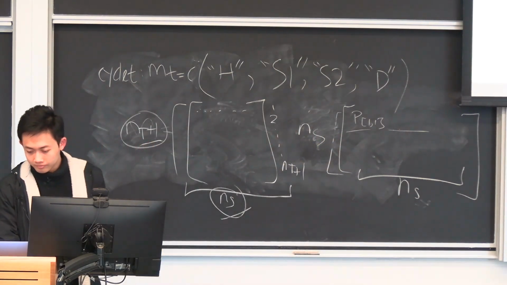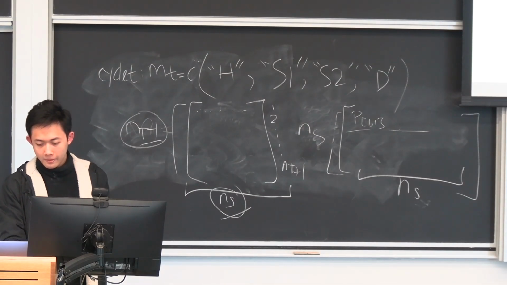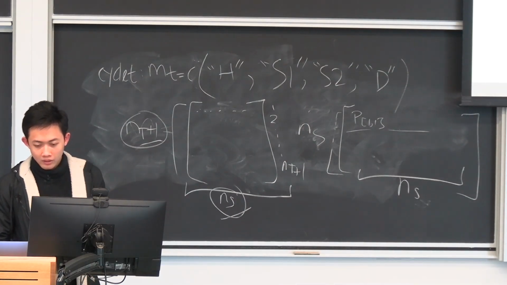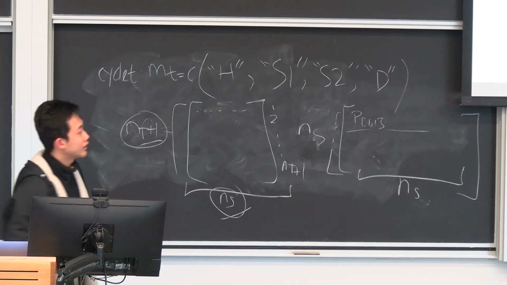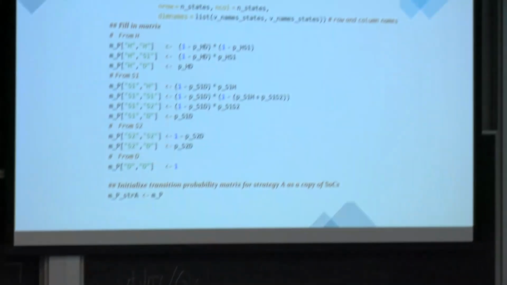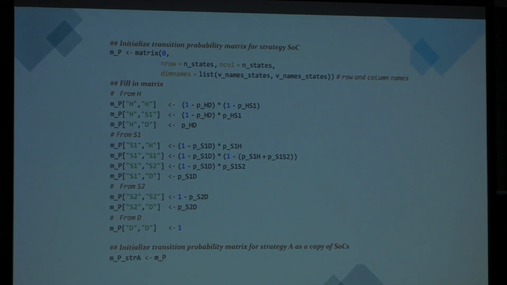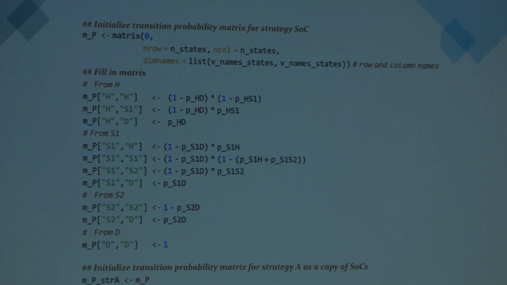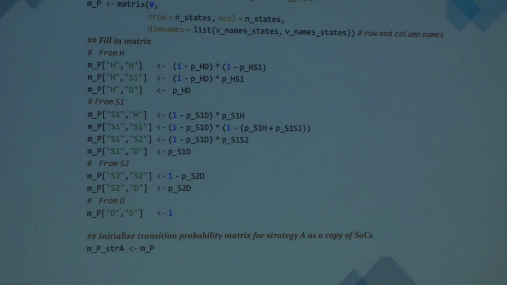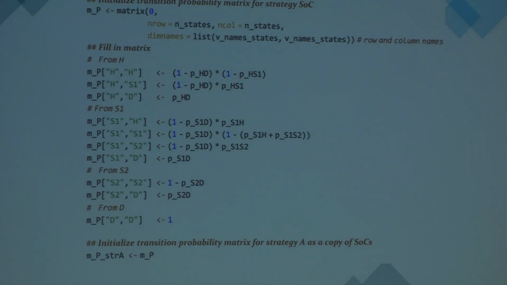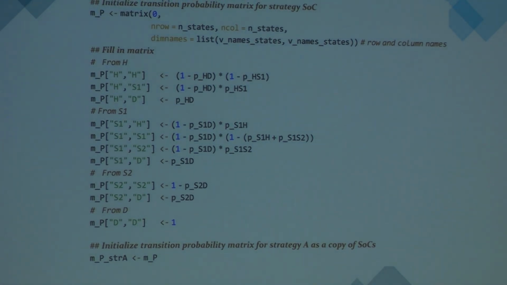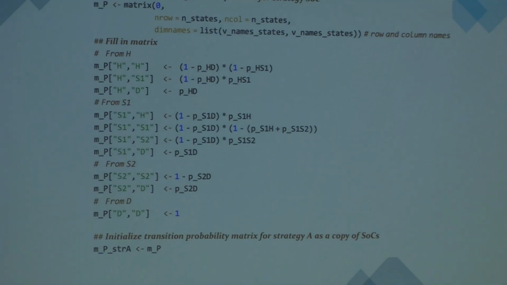And we also initialize the transition probability matrix, which has dimension number of states times number of states. And this is something that I want to explain very clearly.